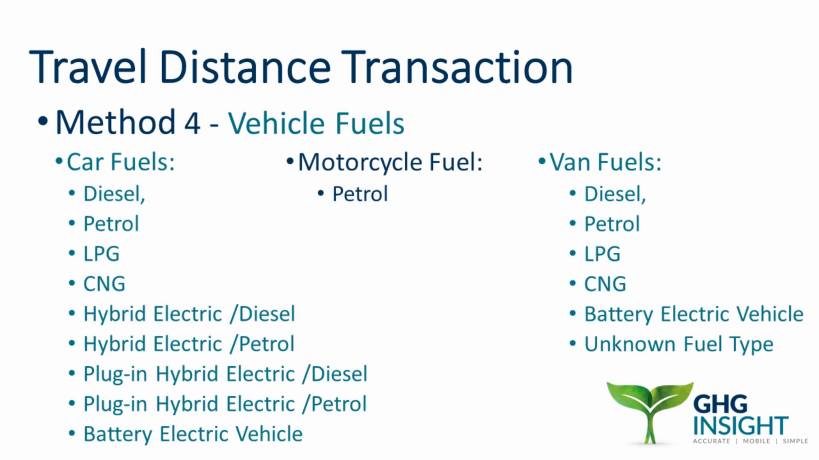Fuel types available for cars are the same as before: diesel, petrol, LPG, CNG, hybrid electric diesel, hybrid electric petrol, plug-in hybrid electric diesel, plug-in hybrid electric petrol, and battery electric vehicle. Fuel types available for motorcycles is simply petrol. The UK government factors make no distinction between 4-stroke and the less used 2-stroke fuels. Fuel types available for vans are diesel, petrol, LPG, CNG, battery electric vehicle and unknown fuel type.